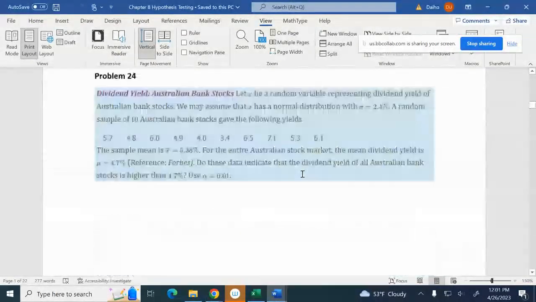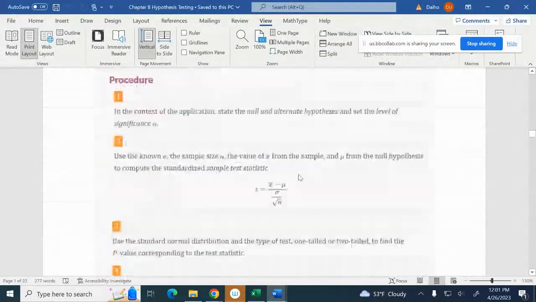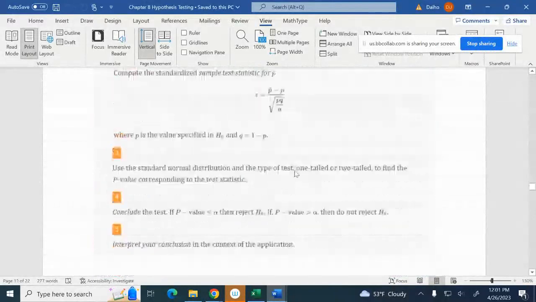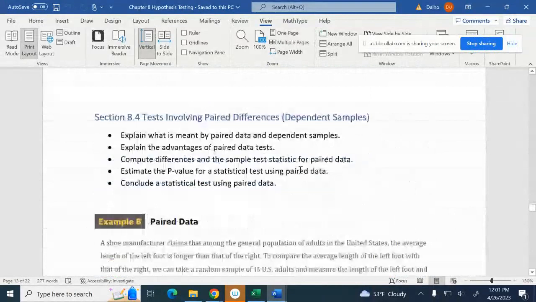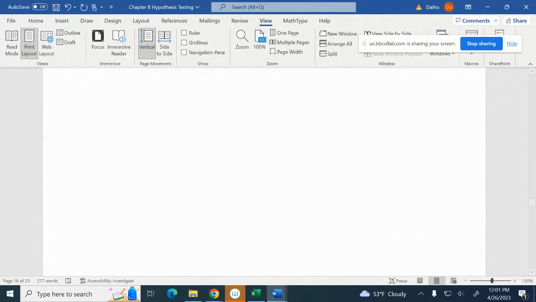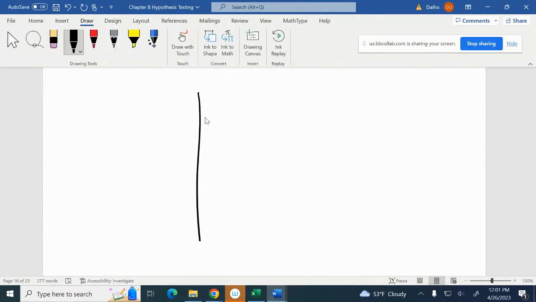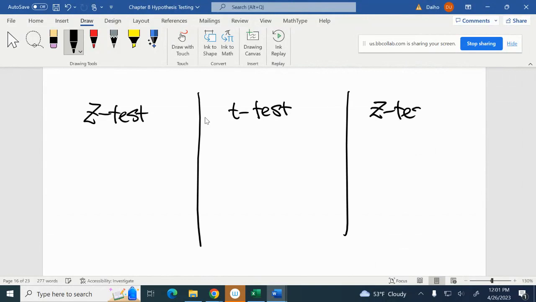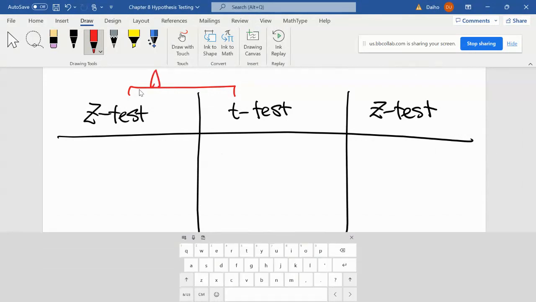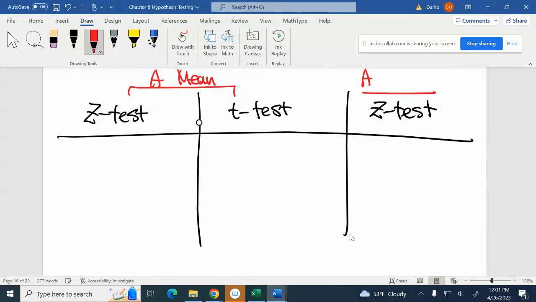So far, we have 3 types of hypothesis testing. Let me summarize just before today's topic. We have 3 types. The first one was the z-test, then the t-test, and the last one was the z-test again. The first 2 are for a mean, and the last one was for a proportion.